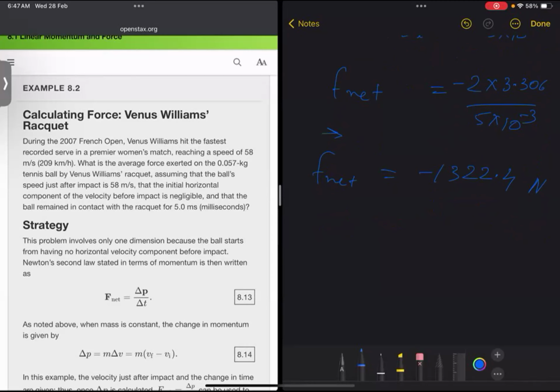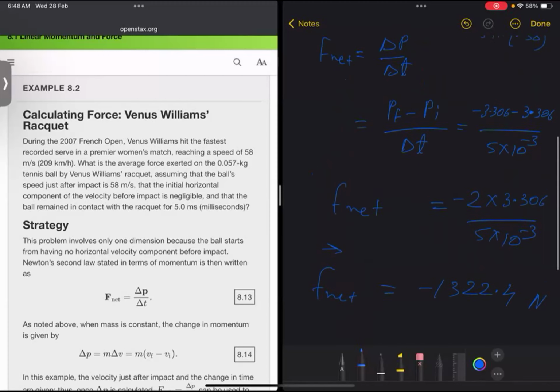Because the momentum is only changing in the horizontal direction, right? There is no initial vertical component of momentum, so no force also in the vertical direction. So this F net is actually the net force in the horizontal direction, because there was only and only a horizontal component of linear momentum.